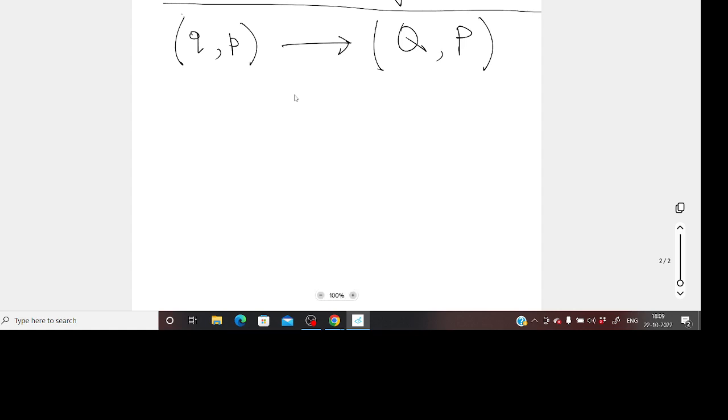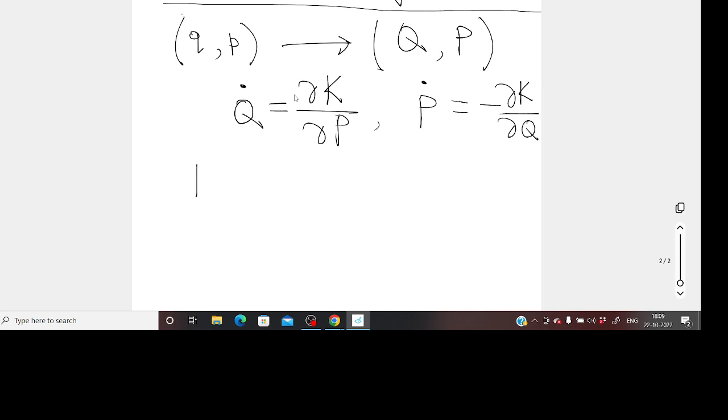So we will call this a canonical transformation only if Q dot, capital Q dot, is equal to del K del P and P dot equal to minus del K del Q. Now what is K? K is the new Hamiltonian, which is a function of capital Q and capital P. If this condition is satisfied, then we'll call this transformation canonical.